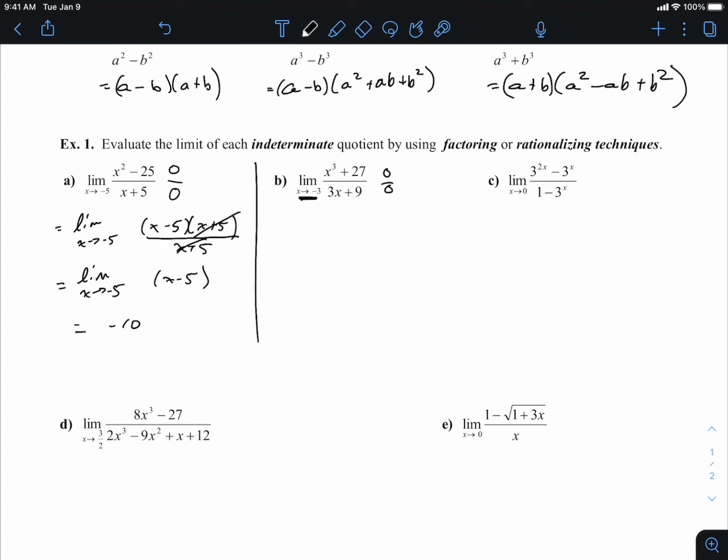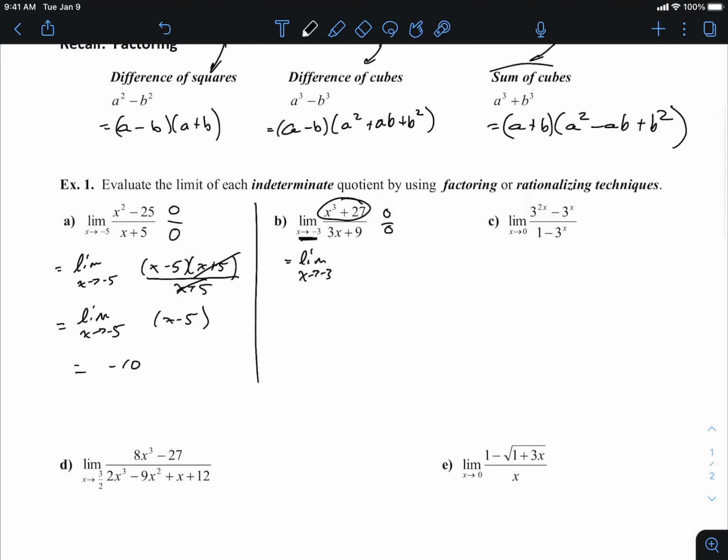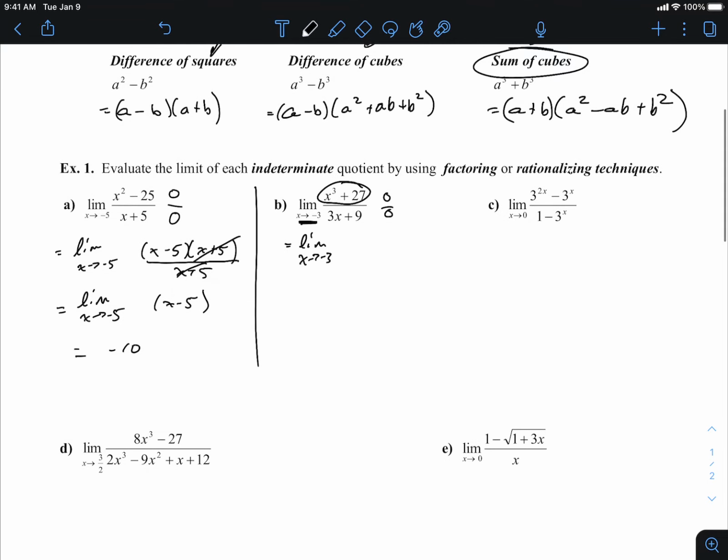Okay, so the very first thing that I would say we could do, even as it's sitting currently, it doesn't look like a sum of cubes yet. So I'm going to change one thing, right? I'm going to say, okay, well, I can go x cubed plus 3 cubed over 3x plus 9, right? Because 3 cubed is 27. And then from there, we can apply our sum of cubes rule, right?